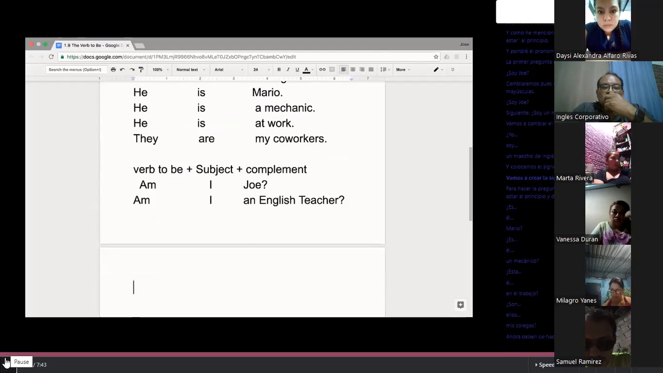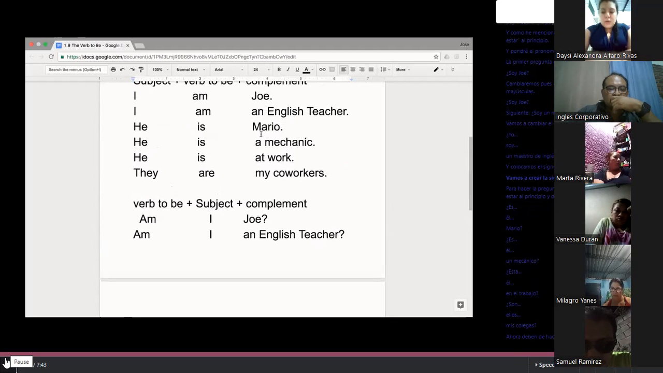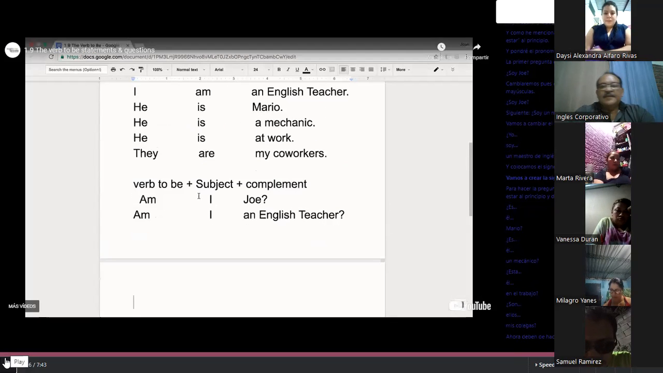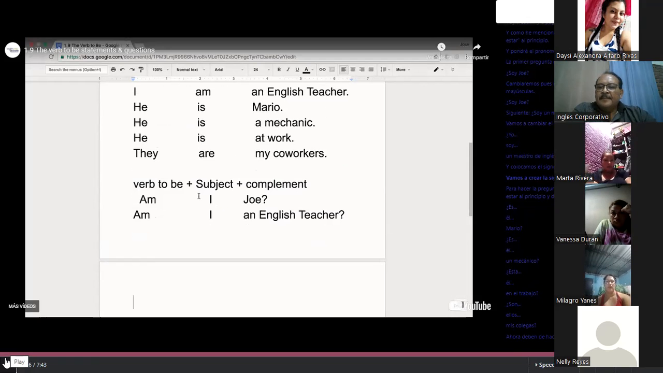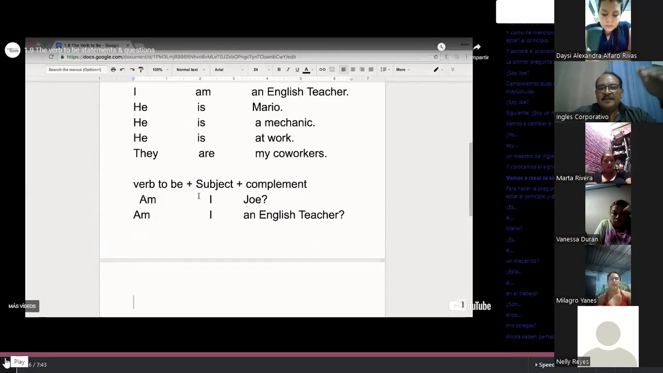So how would we form the next one? He is Mario. Okay, ¿cuál sería la siguiente pregunta? ¿Cómo la harían? Ya le puse el am I an English teacher, and that he is Mario. ¿Cómo sería la pregunta? ¿Quién me lo dice? Is he Mario? Yes, Nelly, that's correct. Is he Mario? Is he a mechanic? Is he at work? Okay. For example, are you a mother?